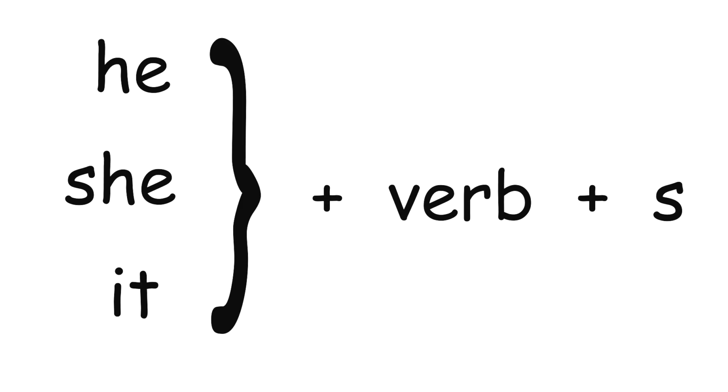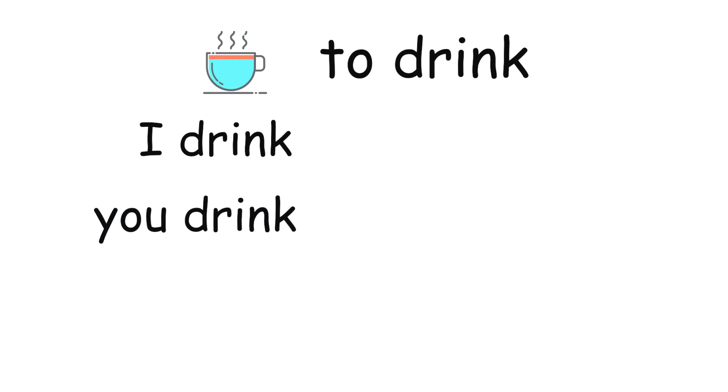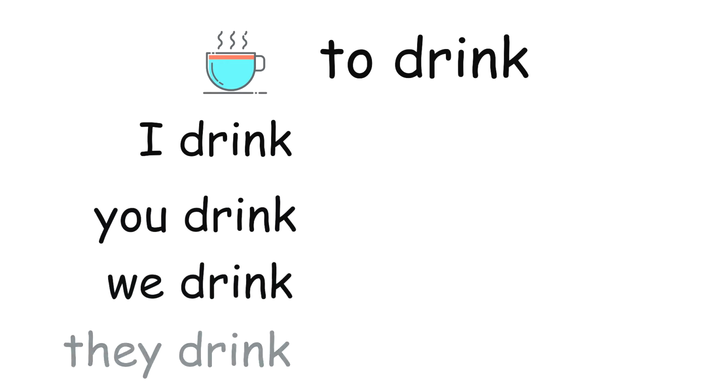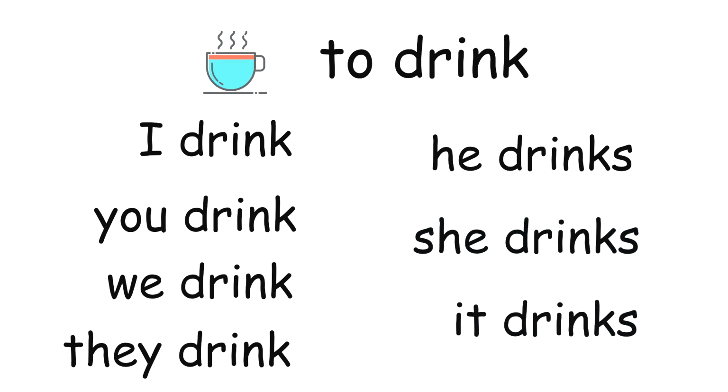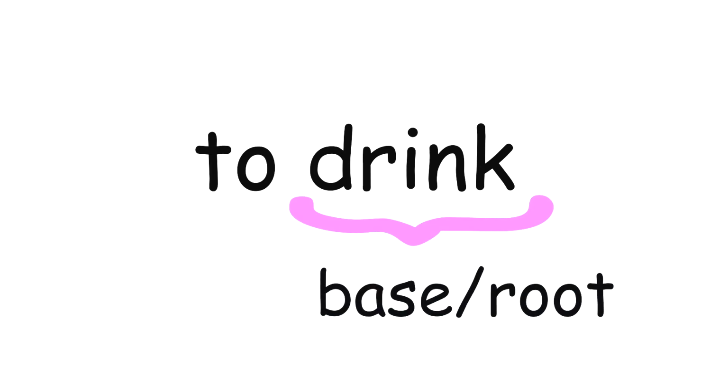And now you're done. So if I was going to take the verb drink in English and put it into this tense, it would look like I drink, you drink, we drink, they drink, he drinks, she drinks, it drinks. Looking at the verb to drink, we call this part the base or root of a verb. For the simple present tense, we use just the base or root of the verb, whereas with other tenses, we usually add endings to it.